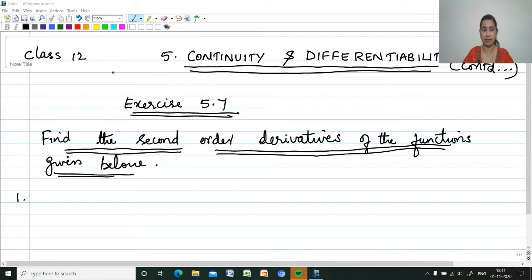Today I am discussing class 12 chapter 5 continuity and differentiability. We are continuing the chapter, moving on to exercise 5.7. Find the second order derivatives of the functions given below.